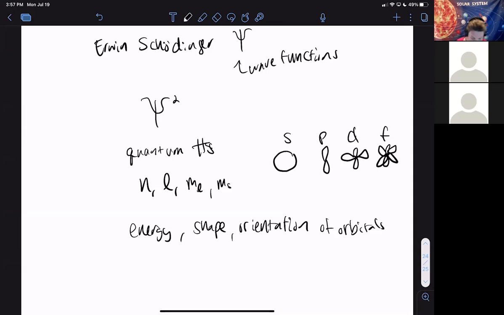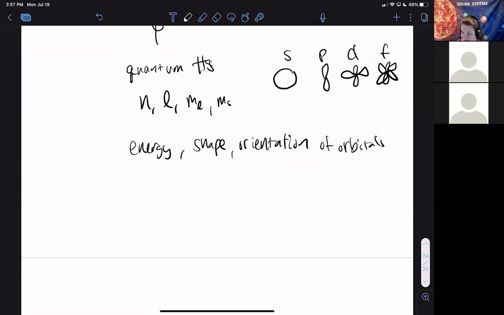You should be able to draw these and again determine what shell, what subshell, what orientation, and the spin of your electron by using your quantum numbers. You should also be able to solve for nodes.